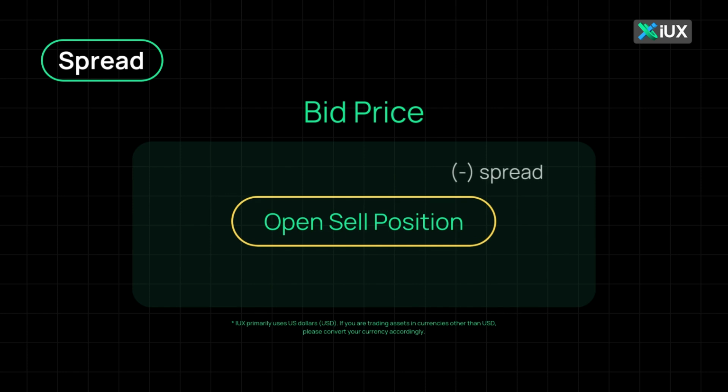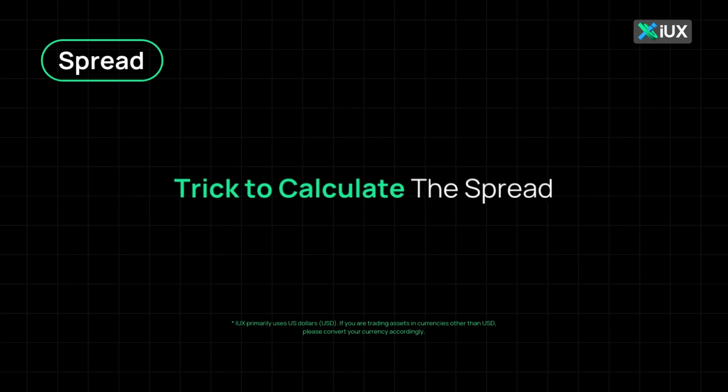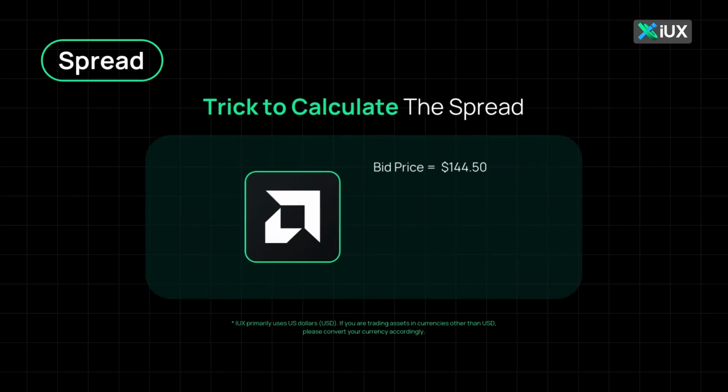The spread will be charged immediately when you open a position, causing your position to initially show a negative value. This will be reflected in the profit/loss on your portfolio page. Here's a little trick for you to calculate the spread using this formula. When AMD stock has a bid price of $144.5 and an ask price of $145, the spread is $0.5. If you invest $1,000 and receive 7 units, the fee you will be charged is calculated as follows.